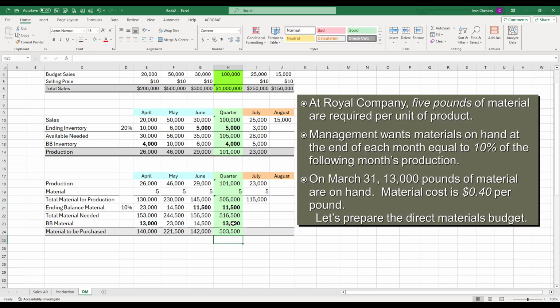503,500 pounds. So now we can send our purchase manager to do his purchases. Make sense?